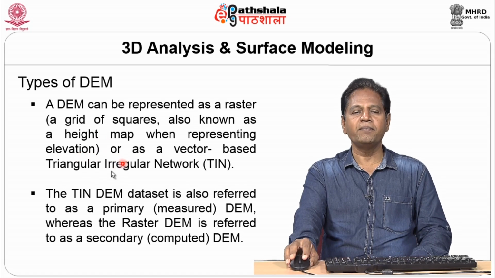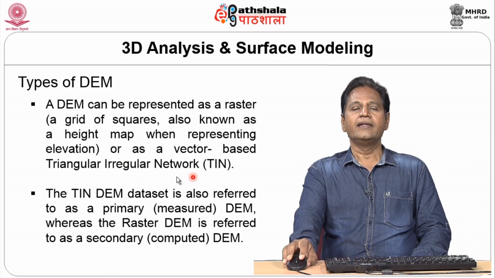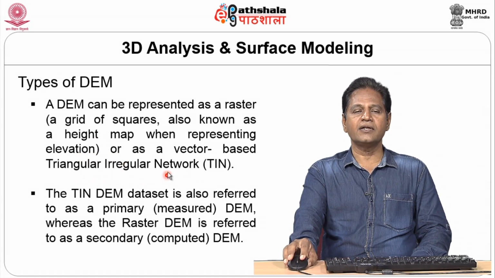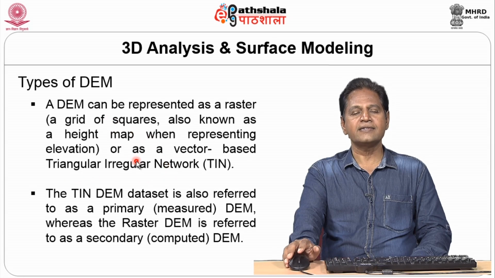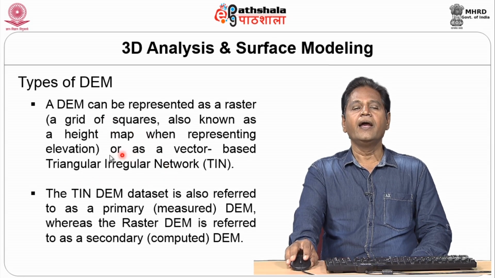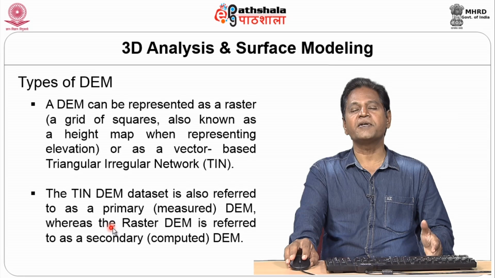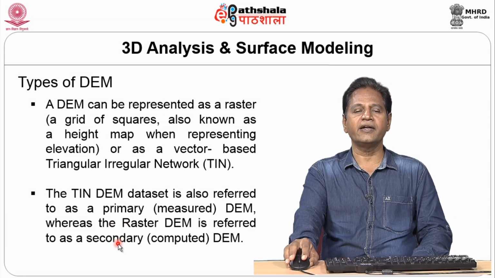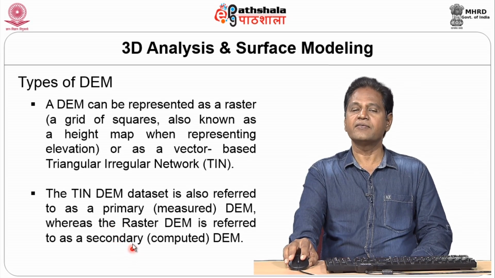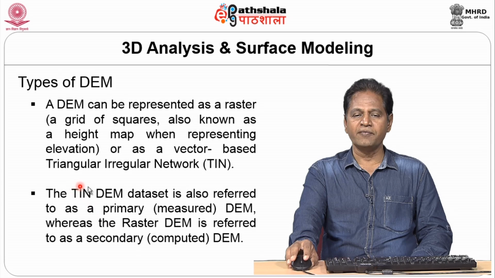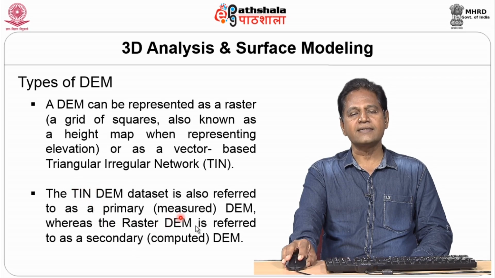I was telling you of the TIN part of it, triangular irregular network. This is one of the important inputs along with your DEM, a raster and a vector data. In a TIN DEM data set, this is also referred to as a primary data, which is a measured data, which is measured from the field and then generated and created. Whereas a raster DEM is referred to as secondary data, it is nothing but a computer data. I am just telling you the TIN is mostly vector based, DEM raster based.